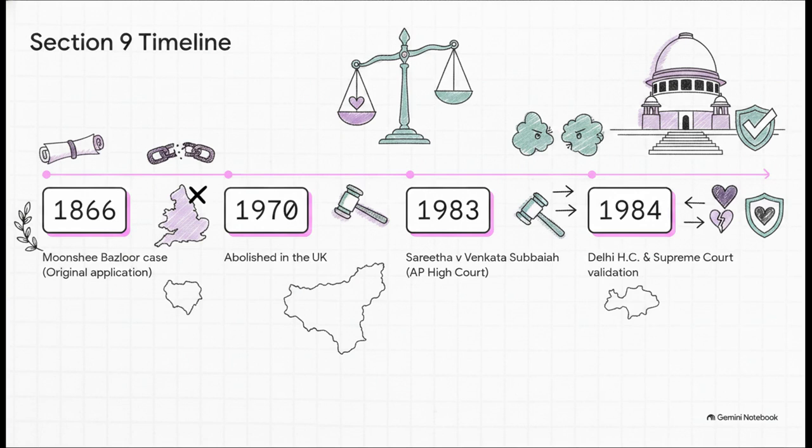Think about it. In 1983, the Andhra Pradesh High Court flat out strikes it down as unconstitutional in Saritha versus Venkata Subbiah. But then, literally just 1 year later, the Delhi High Court goes the complete opposite direction in the Harvinder Kaur case. Ultimately, the Supreme Court had to swoop in via the Saroj Rani case to settle the dust, definitively declaring Section 9 constitutionally valid.